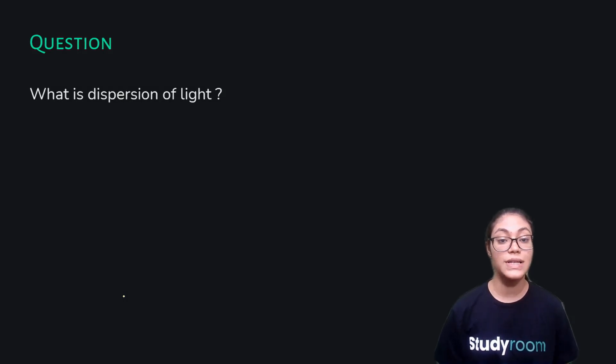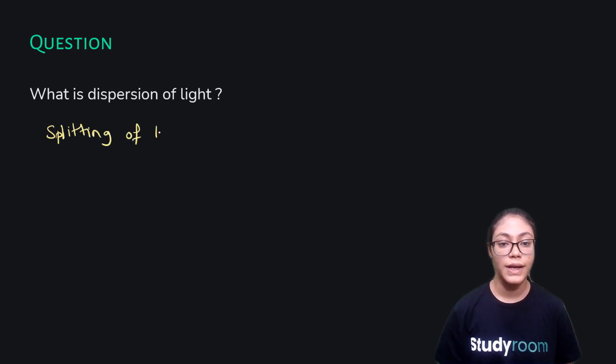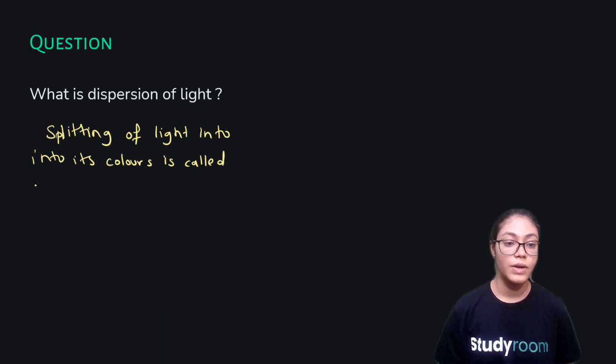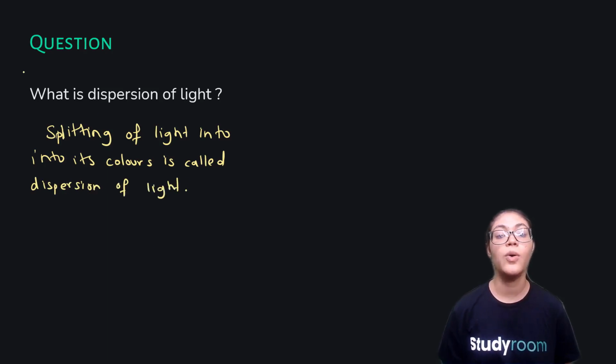Now one more question. What is dispersion of light? Extremely easy. Splitting of light into its colors is called dispersion of light. We already saw how white light splits into the 7 colors by the use of a prism, right?